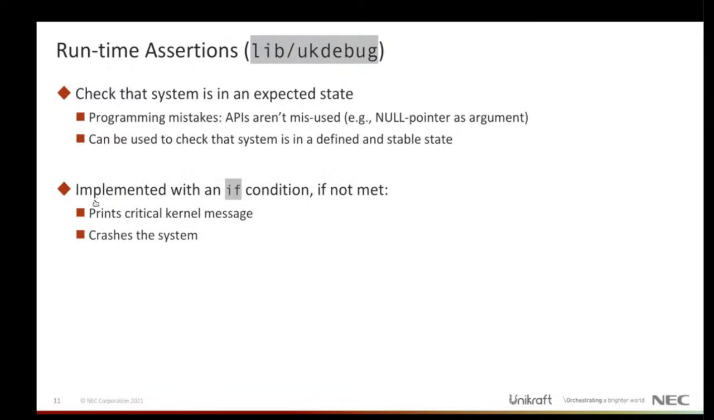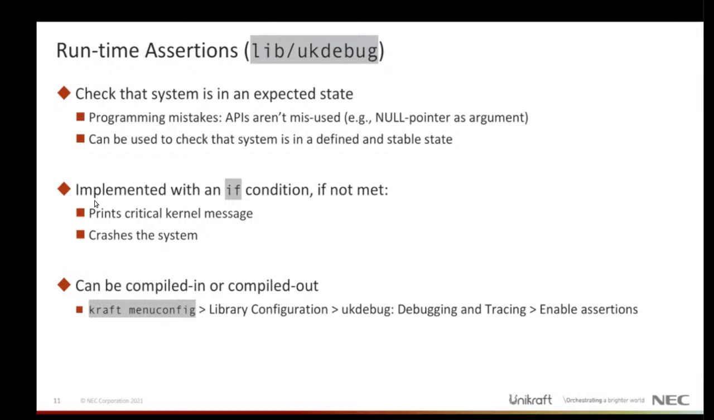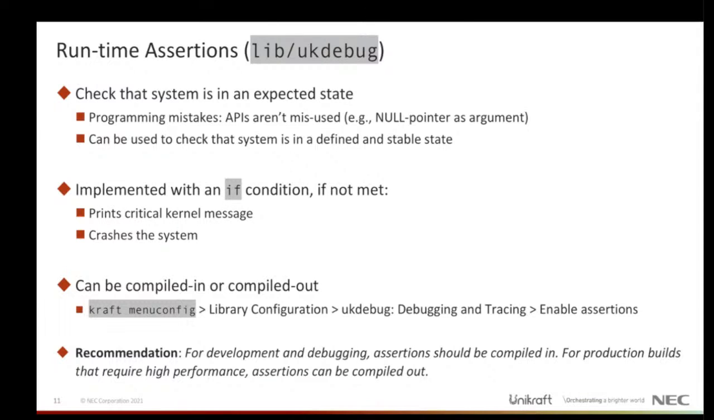Assertions themselves are implemented with an if condition, and if that condition is not met, it prints a critical message, also with the condition inside, and crashes the system, because now we know we are not in a stable state anymore. Also, those can be compiled in and compiled out depending on a menu configuration. But in general, our recommendation is that for developing and debugging purposes, you should have assertions always compiled in, because they're kind of your friends when you develop something to an API somebody else was providing.